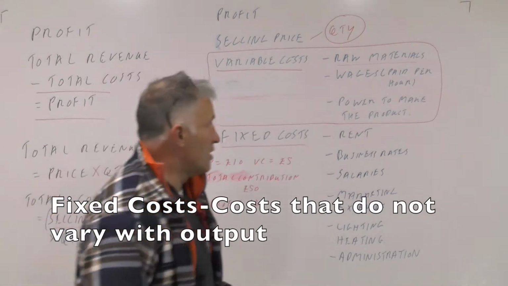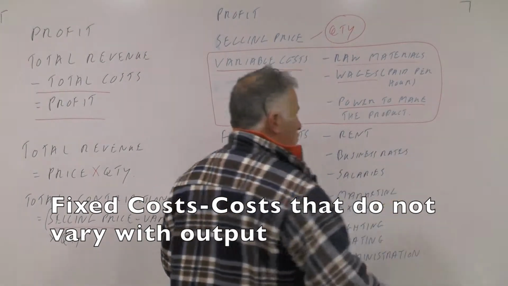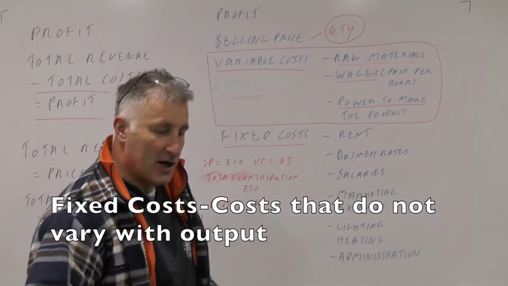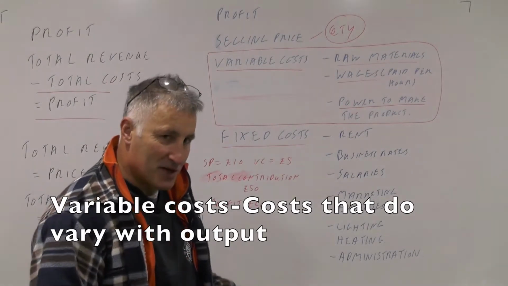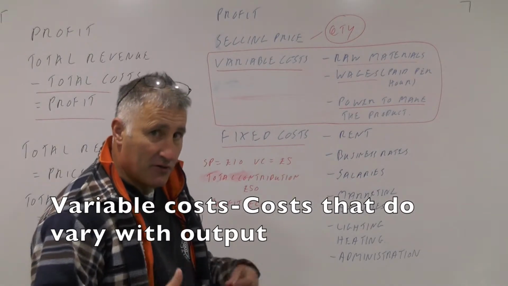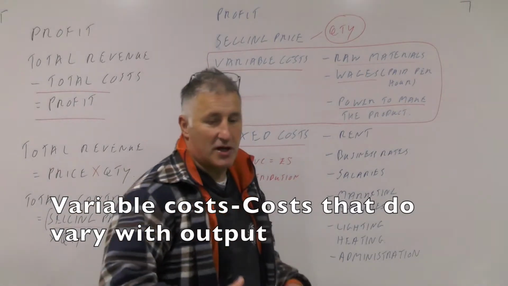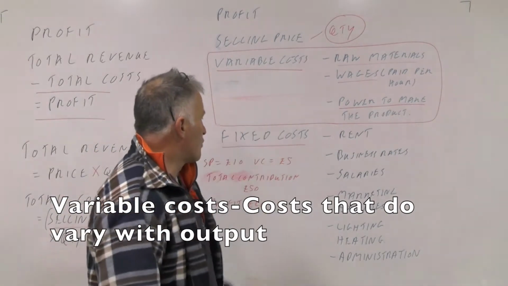So it could also be wages if it's paid per hour. It's also the power to make the product. So if you have a restaurant, it will be the actual raw materials in terms of the food, but if your restaurant's really busy and you've got to hire extra staff, then the staff would also be a variable cost as well, and also the gas to make the food. So that is variable costs.